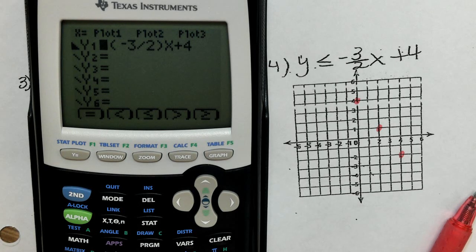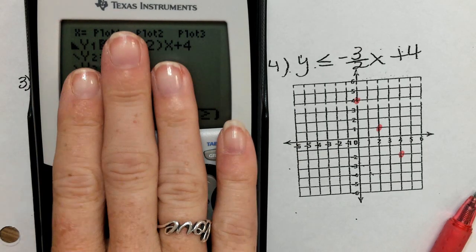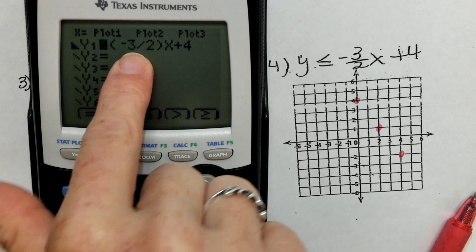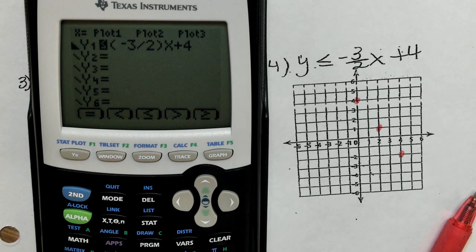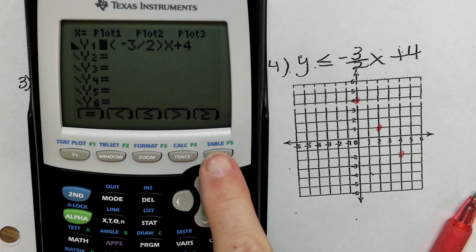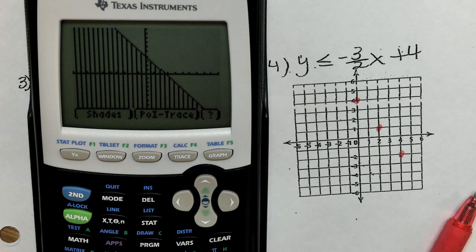Does that make sense? Yes or no? Okay, everybody who has a school calculator, please make sure if you're going to put it in this way, you're putting it in parentheses. The x goes outside the parentheses. Okay? Hit graph. So is it a solid line or dashed? Solid. And which way do I shade? Down.